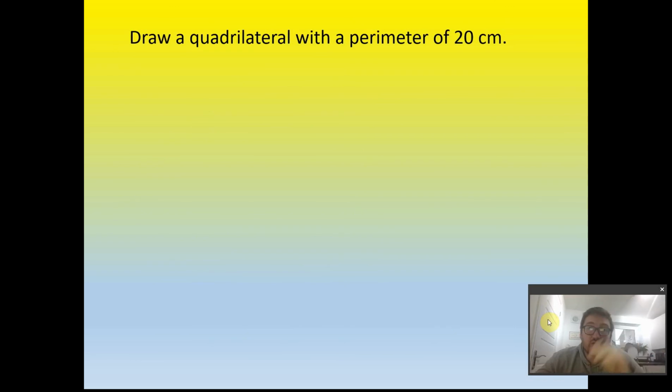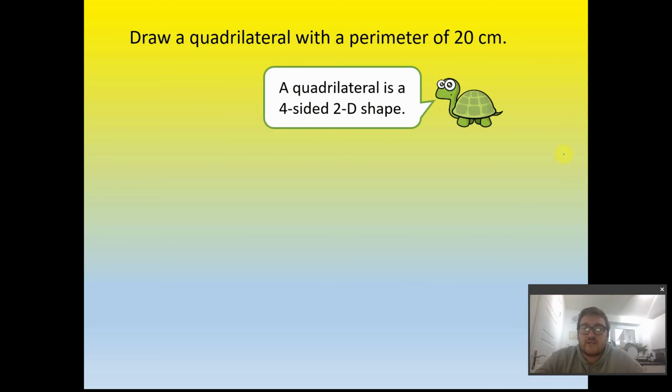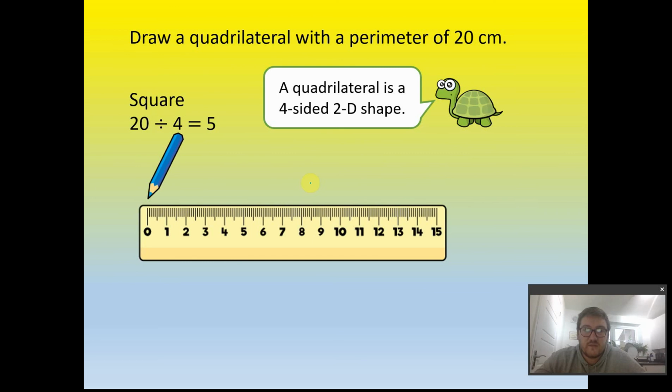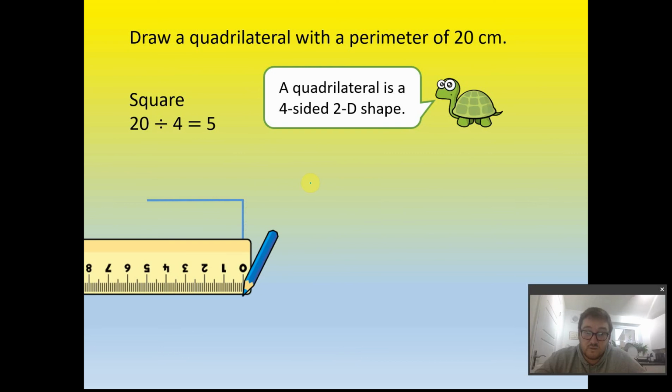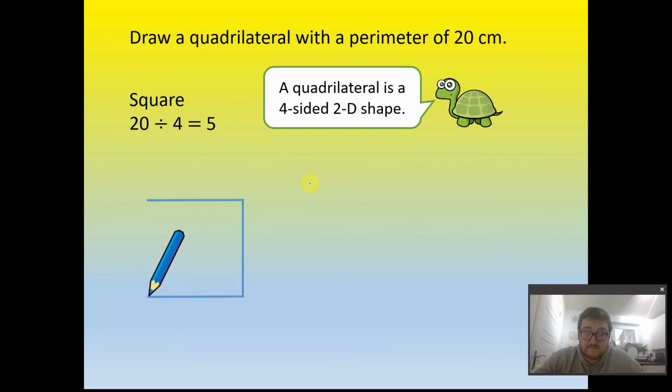So here's a challenge. Draw a quadrilateral with a perimeter of 20 centimeters. So Tiny Tim's just here to remind us, a quadrilateral is a 4-sided 2D shape. So a square might be 20 divided by 4, which equals 5, which means our first line of our perimeter is going to have to be 5 centimeters. Second line is also going to have to be 5 centimeters. And our third and fourth lines are going to be 5 centimeters also.